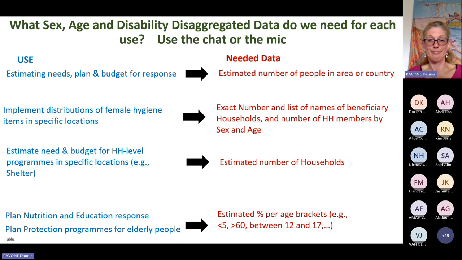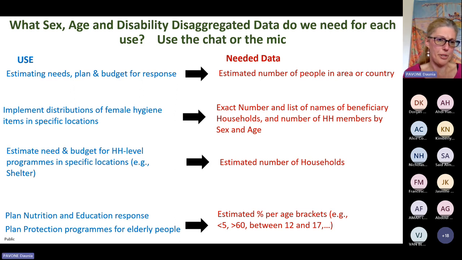Give me your best shot. I'm sure you knew that because you're doing your HNO and HRP. Okay, Dorian says an estimate, if it is an emergency response, thank you. Excellent. Anybody else has an idea? Percentage? Okay, an estimate, a percentage. That's both possible. Perfect. So we have an estimated number or a percentage of people in the area of the country or in the country, right? So we need to know an estimation of the population in need.